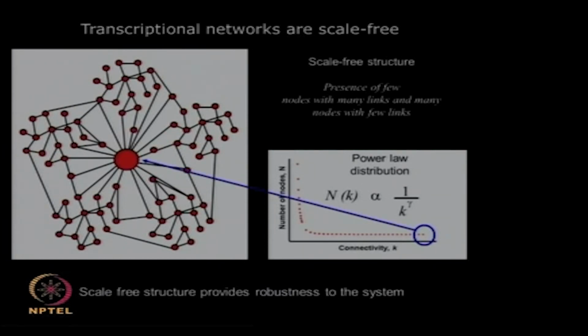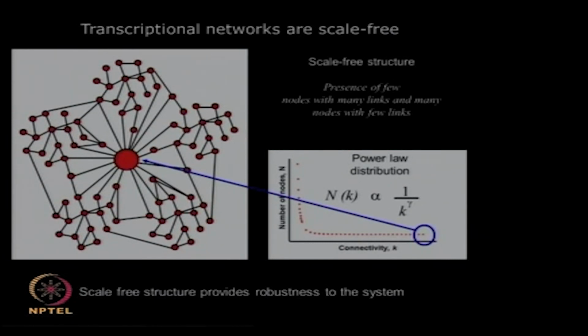Or more mathematically, if you plot the connectivity of a node versus the number of nodes with a given connectivity, you should see a power law distribution. Or otherwise, if you plot the log-log plot of the connectivity versus the number of nodes with a given connectivity, you should see a negative slope of gamma as shown in this figure, where gamma lies between 2 to 3. That is when you can call the structure scale free and the distribution a power law distribution. Now, what is so special about this scale free structure?